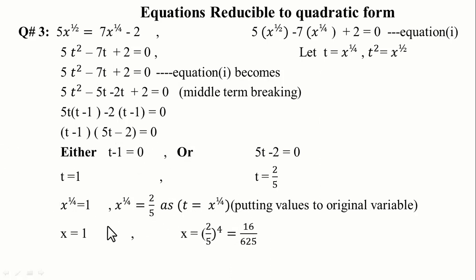Here taking the power 4 on both sides, x is equal to 1 and x is equal to 2 upon 5 whole to the power 4. 2 to the power 4 is equal to 16 and 5 to the power 4 is equal to 625. So the solution set of the required equation is 1 or 16 upon 625. Let's move to question number 4.